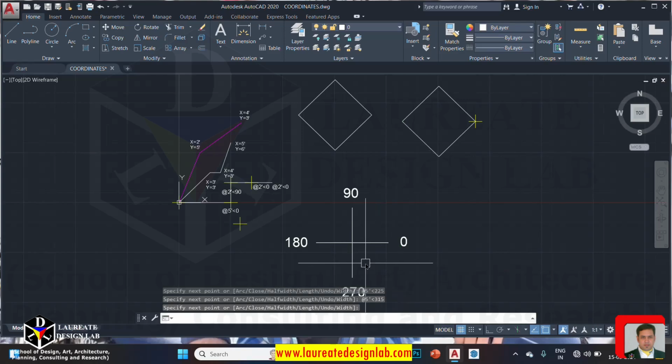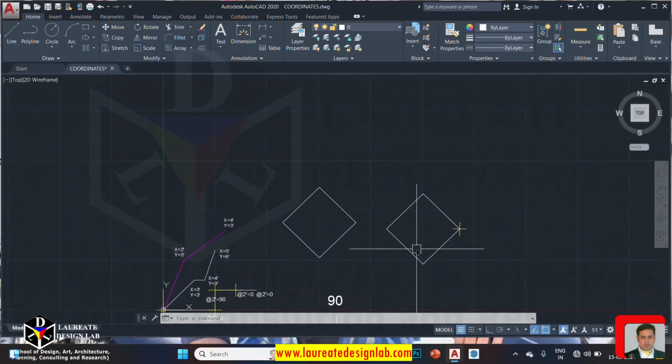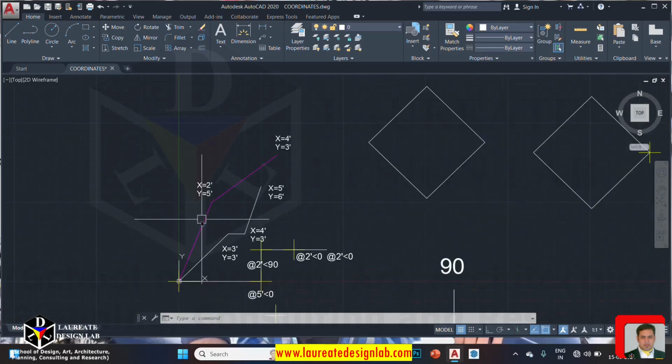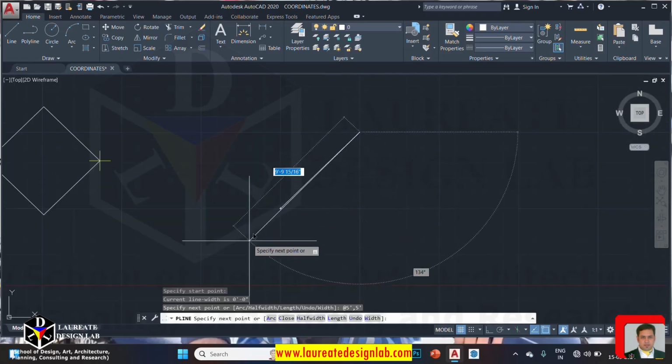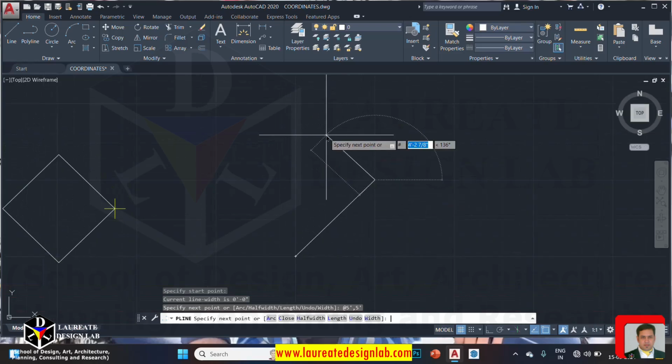270 plus 45, so 315. Look at it, we have achieved it. Now one more thing I would ask you. The same geometry can we make with the help of absolute coordinate and relative coordinate? First time I don't have to use hash, but second time I'll have to use hash.